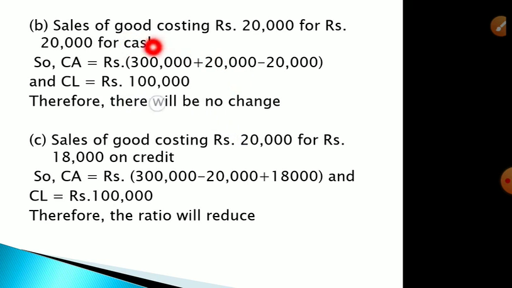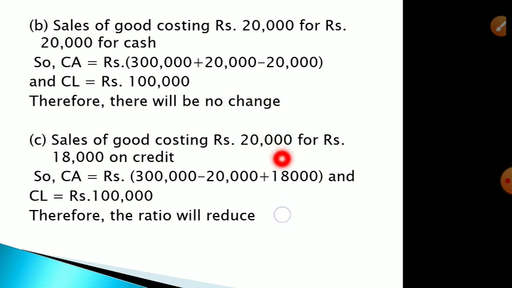In this case, when we are selling off goods, that means stock is decreasing, and stock or inventory is a part of current assets. So my current asset is decreasing. On the other hand, cash is coming into the business. Cash is also a part of current assets, so current asset is increasing. From 3 lakh, cash is increasing by 20,000 and stock is decreasing by 20,000. So basically there is no change in the current assets, and there was no change in the current liability. So there is no change in the current ratio also.